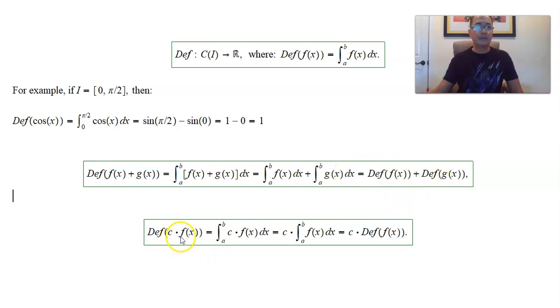Okay. If you have a scalar multiple of a function and you want to integrate it, everybody knows you can take out the constant. Okay. And what's left, of course, is the integral from a to b, or that is def of f.